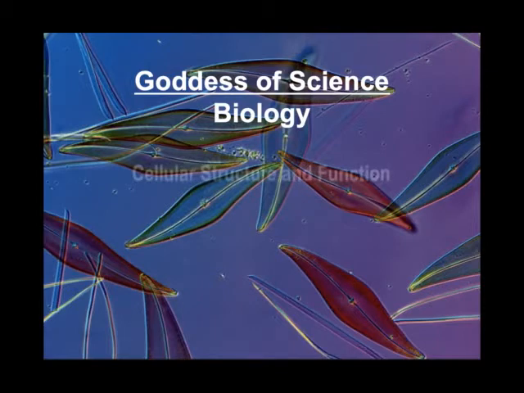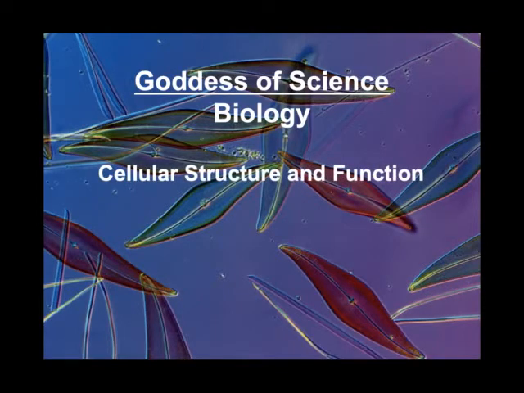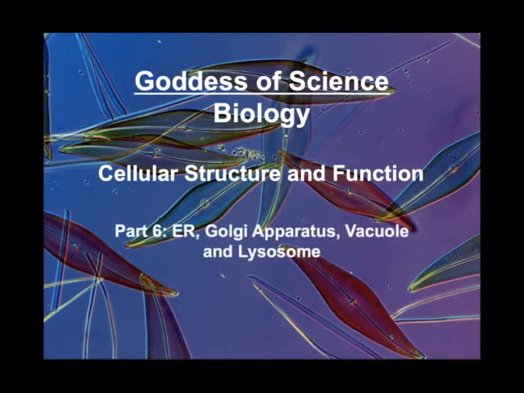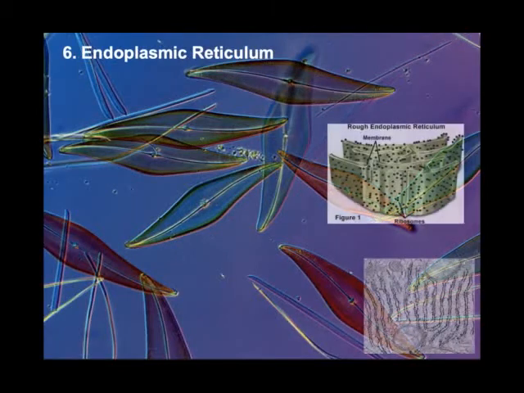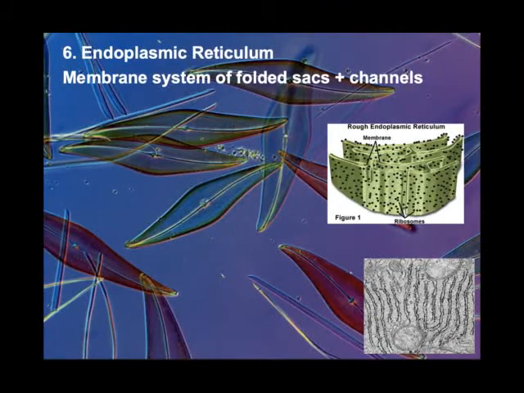Bolvin. In the Cell Structure and Function series, today we're going to talk about some different organelles: the endoplasmic reticulum, Golgi apparatus, vacuoles, and lysosomes. So let's get going. The endoplasmic reticulum, I might add, is my favorite organelle because you can say it like this: endoplasmic reticulum. It is a membrane system of folded sacs and channels.